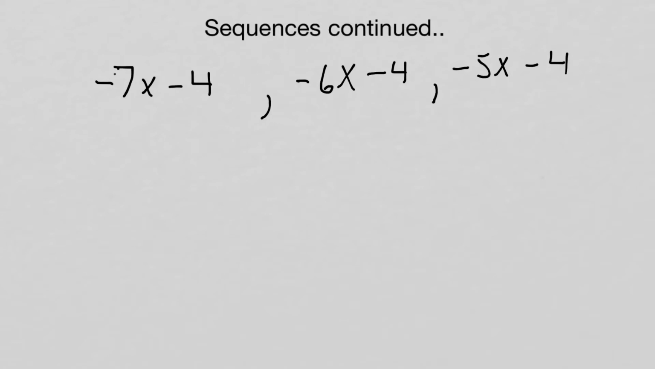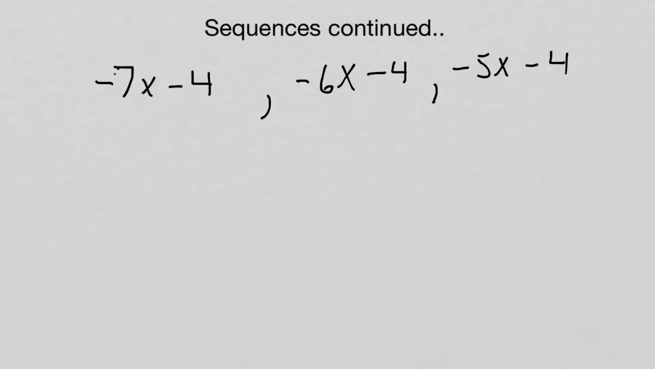The sequence is expressions. All right, let's look at what happens here. Let's just look at the first part of it. We go minus 7x minus 4, then minus 6x minus 4, then minus 5x minus 4. So the minus 4 doesn't change. The only thing that changes is the x and the coefficient. So we'll look at that.